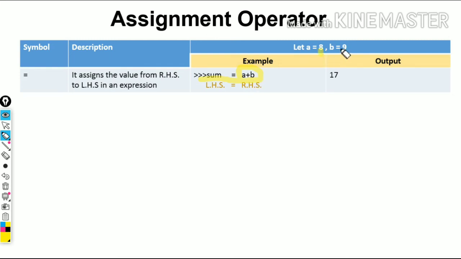A plus b will be evaluated. The value of a is 8 and b is 9. 8 plus 9 will be 17 and 17 will be assigned to the left hand side variable. Then sum will contain the new value, that is 17. If we print the sum, it will display the result as 17.